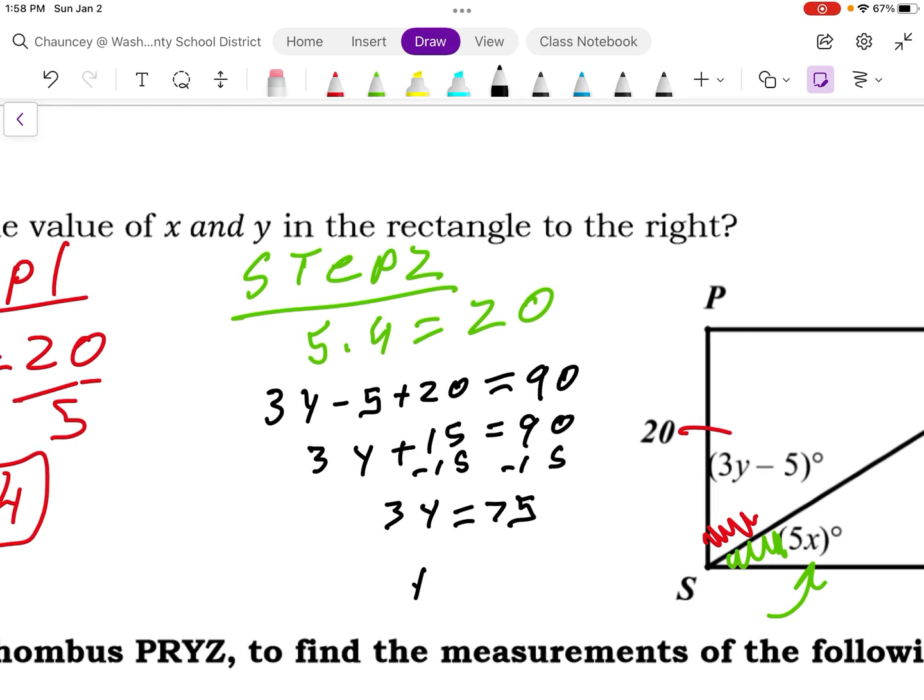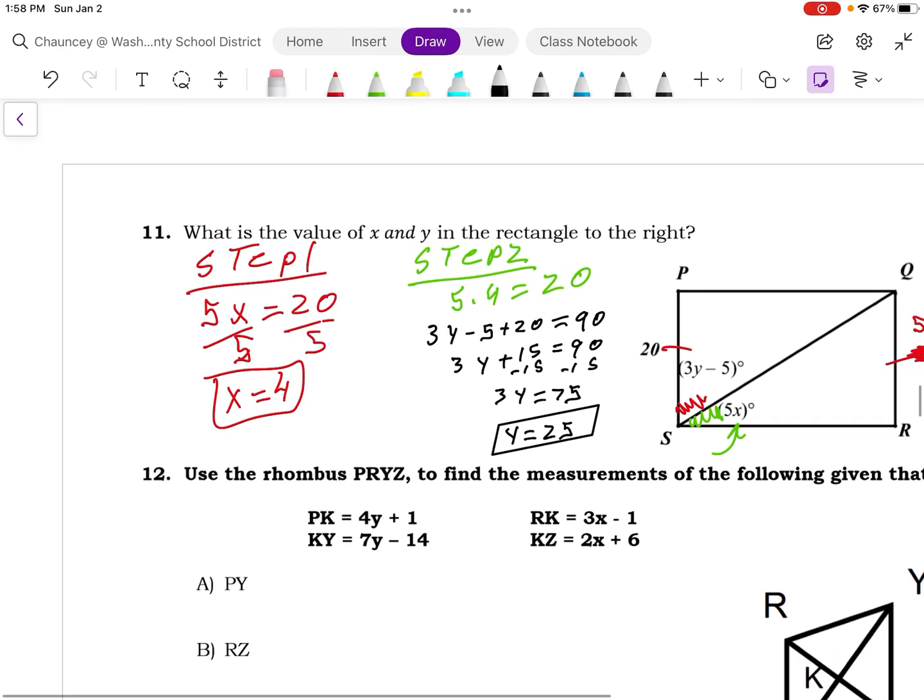And what do you get for y? y equals 25. That is pretty simple. Okay, coolio?